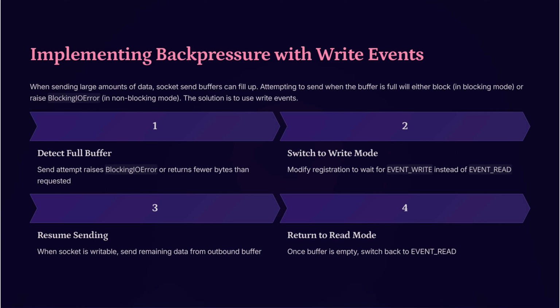Implementing backpressure involves detecting when a socket's send buffer is full, indicated by a BlockingIOError or partial send. Switch to write mode by registering for EVENT_WRITE. Once the socket is writable, resume sending data from the outbound buffer. After the buffer is empty, revert to read mode by registering for EVENT_READ.